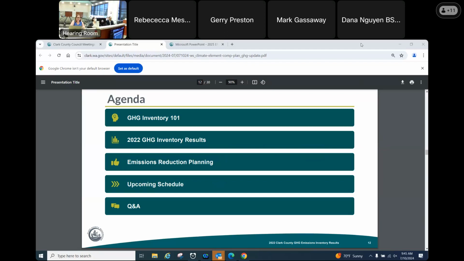We will go over some basics for greenhouse gas inventory. We know this is the first inventory that Clark County has completed. We'll give you the results of what we've found, and then we'll talk about emissions reduction planning and what that process will look like for the county. And at this point, I'll turn it over to my colleague Beth Miller, who's online, to present the greenhouse gas inventory.